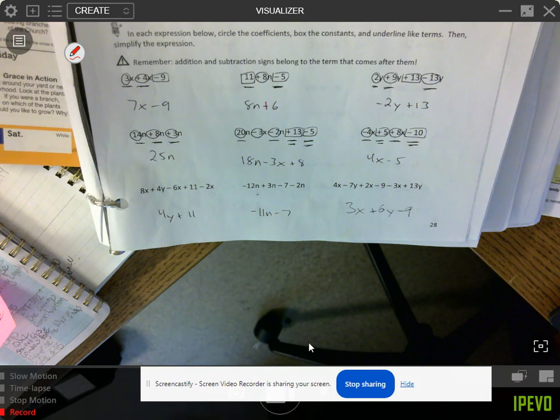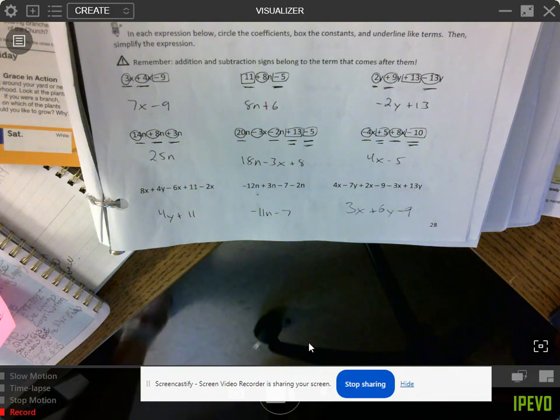Damien: On the test, will it ask us to do the box circles and underlines? No. The box circles and underlines are to help you see what you're supposed to combine, because some people accidentally combine unlike terms. It's also to help you get in the habit of connecting that minus with the number.